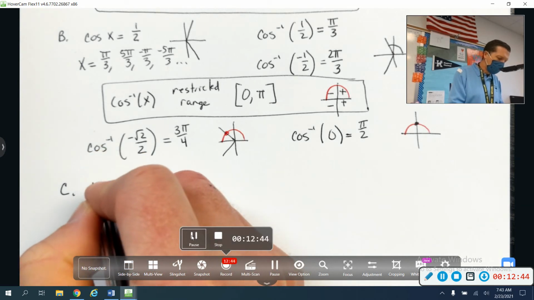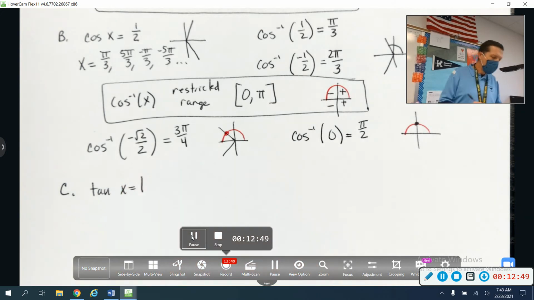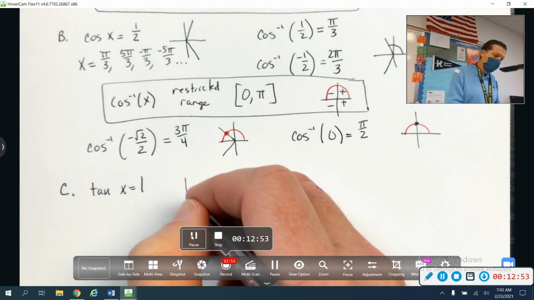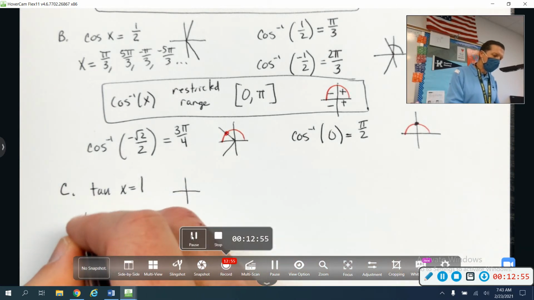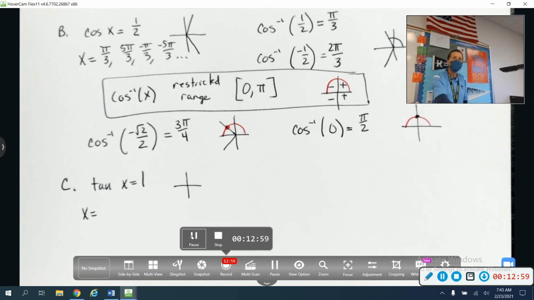All right, let's do tangent. If tangent of x equals 1, tangent of x equals 1, where does that happen? This is an equation, so I can have multiple answers. What angles have a tangent of 1?